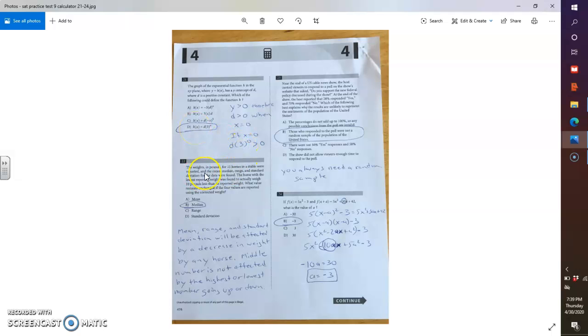What I find interesting is I think 22 and 23 are actually much simpler than 21. The weights in pounds for 15 horses in a stable were reported, and the mean, median, range, and standard deviation from the data were found. The horse with the lowest reported weight was actually 10 pounds even lighter. So that's going to affect the average, so mean is no good. That's obviously going to affect the range. The lowest number is going to be even lower. And it also does affect our standard deviation, how far we get away from kind of where everything is.